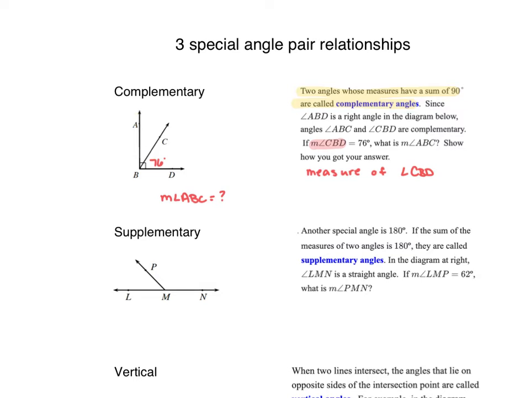Another special angle is 180 degrees. If the sum of two angles is 180 degrees, then they are called supplementary angles. In the diagram at right, angle LMN is a straight angle. So if the measure of angle LMP is 62, what is the measure of angle PMN?